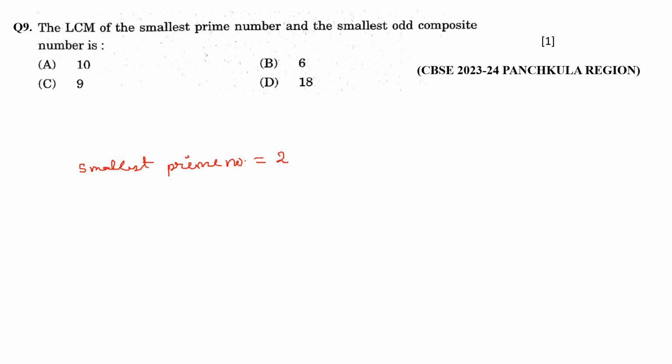Okay, it's not the smallest composite number, because then it would be 4, but it is given the smallest odd composite number. So if you can see here, 2 is a prime number, 3 is a prime number, 4 is an even composite number, 5 is again a prime number, 7 is again a prime number, 8 is again an even composite number. Then it is 9. 9 is the smallest odd composite number. Okay, so the smallest odd composite number is 9. And you have to find the LCM of these two.